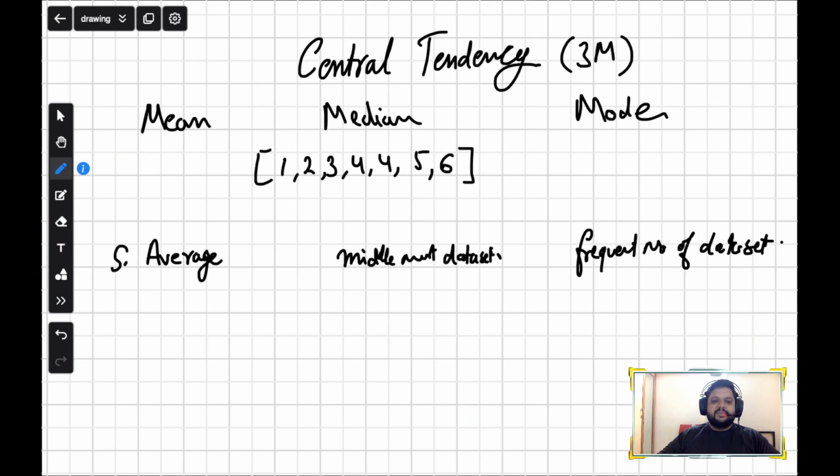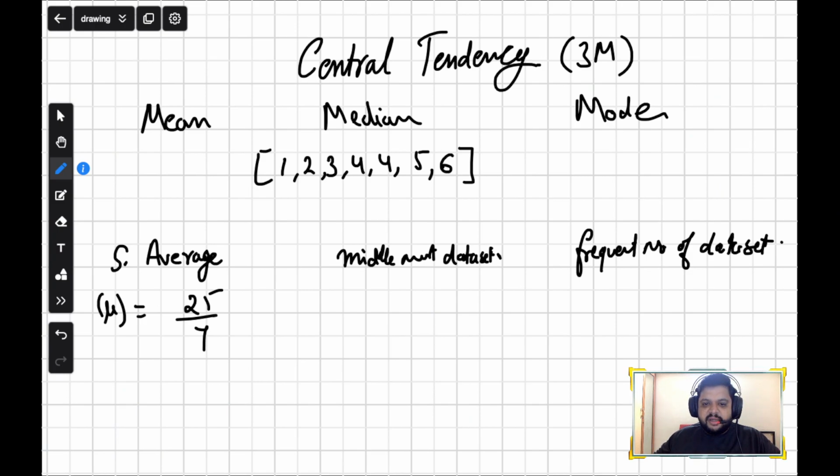The simple average is denoted by mu, and remember this mu because we are going to use it in various formulas in the future also. It means we'll be summing it up. So 1 plus 2 is 3, 3 plus 3 is 6, 6 plus 4 is 10, then 4 makes 14, then 5 makes 19, and 6 comes to 25. So 25 divided by the count, 1, 2, 3, 4, 5, 6, 7, so 25 divided by 7 will be your average.